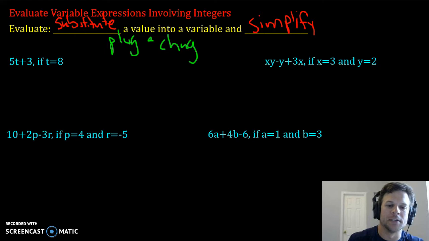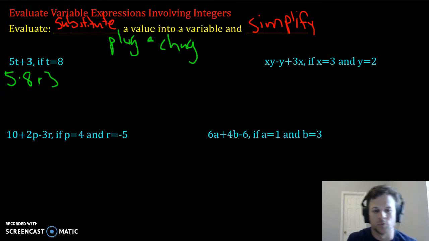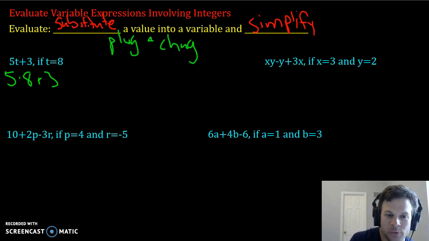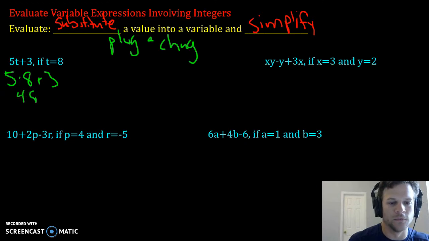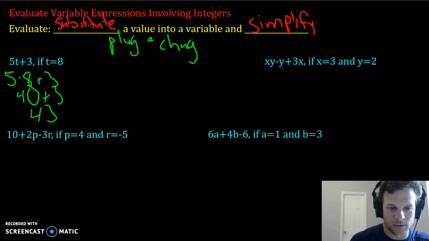5t plus 3 if t is equal to 8. So instead of this being t, the next time I write this expression down underneath, it's going to say 8. So 5 times 8 plus 3. Whenever a number is right next to that variable, it's another way of saying multiplying. So you have 5 of those t's. If you have 5 things of 8, it's 5 times 8, 5 groups of 8, plus 3. Then following our order of operations, multiplying comes before addition. 5 times 8 is 40. Plus 3 is going to equal 43.